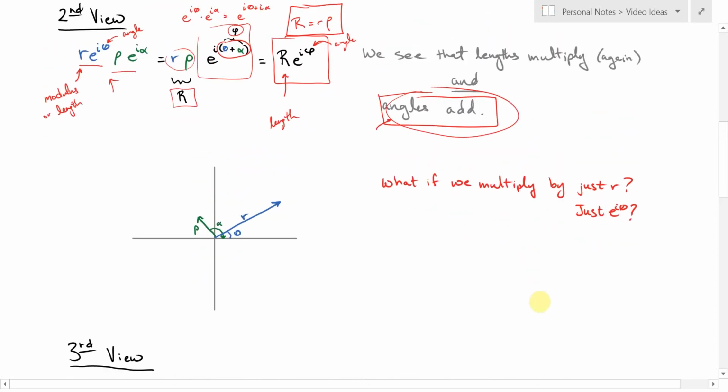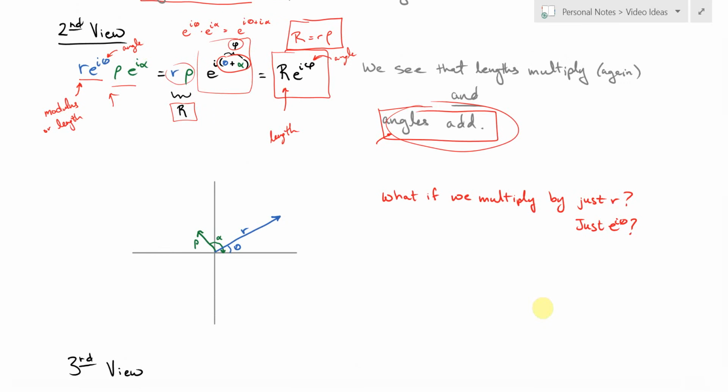Alright, so let's actually get an idea of what this looks like geometrically. The nice thing about these polar coordinates is that they bring the geometry of the complex numbers right out for you. The r is the length and theta is the angle. So I've drawn here two vectors. I've shown what the r and theta is. This is our r e to the i theta. The tip of this vector here is r e to the i theta, and the tip of this green vector here is rho e to the i alpha.